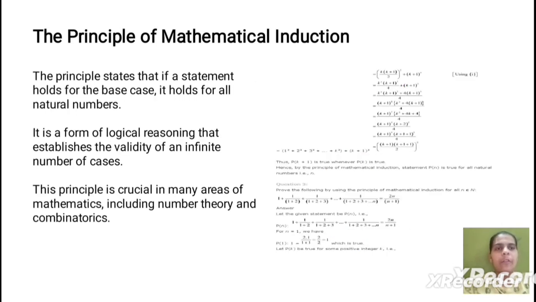The principle of mathematical induction. The principle states that if a statement holds for the base case and the inductive step, it holds for all natural numbers. It is a form of logical reasoning that establishes the validity of an infinite number of cases. This principle is crucial in many areas of mathematics, including number theory and combinatorics.